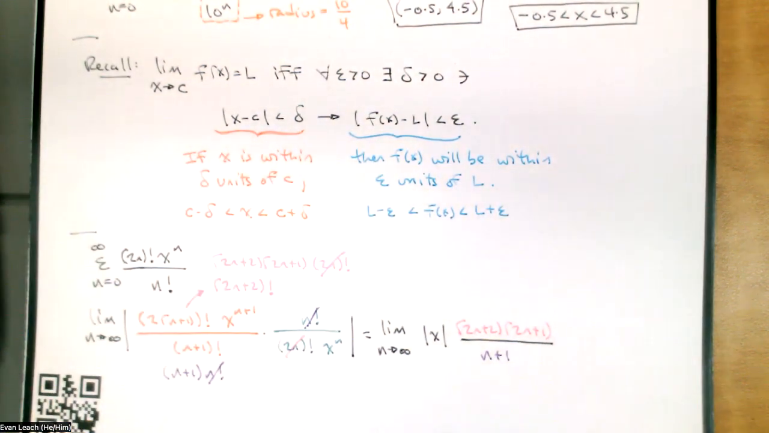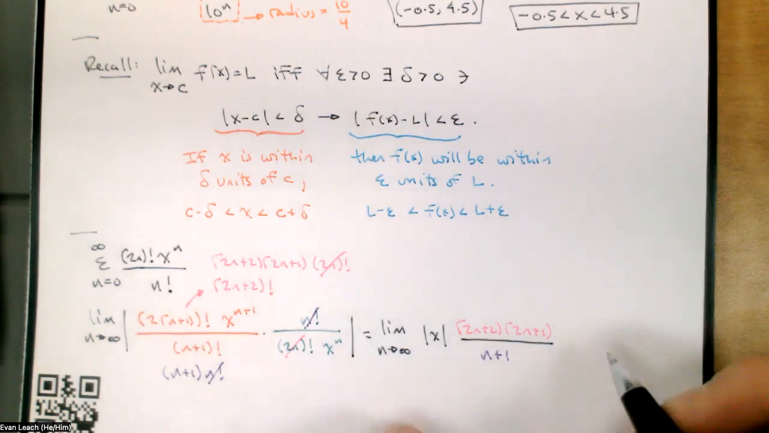So now, when n goes to infinity, the x is like, oh, well, I never mattered in the first place because of all these factorials running around. In the numerator, we have an n squared. In the denominator, we have just an n. And so the numerator wins. This limit goes to infinity.